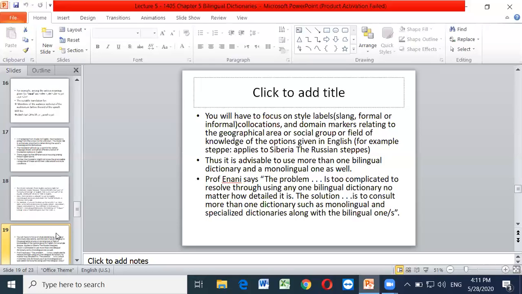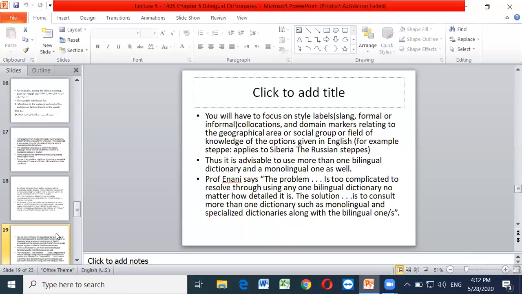So you have to be very careful when you are translating the word bayda' as steppe. You must know that the word steppe is used for Russian and Siberian landscape. Thus, it is advisable to use more than one bilingual dictionary and a monolingual one as well. I have repeated this several times. I'm repeating it again, and here is what Professor Anani says about this problem.